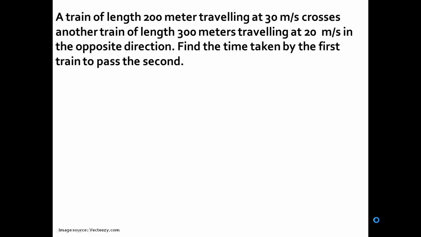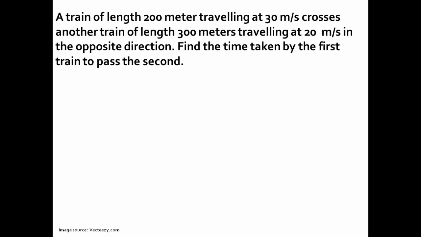Keeping the simple concept in mind, let us solve an example. A train of length 200 meters traveling at 30 meters per second crosses another train of length 300 meters traveling at 20 meters per second in the opposite direction. Find the time taken by the first train to pass the second.